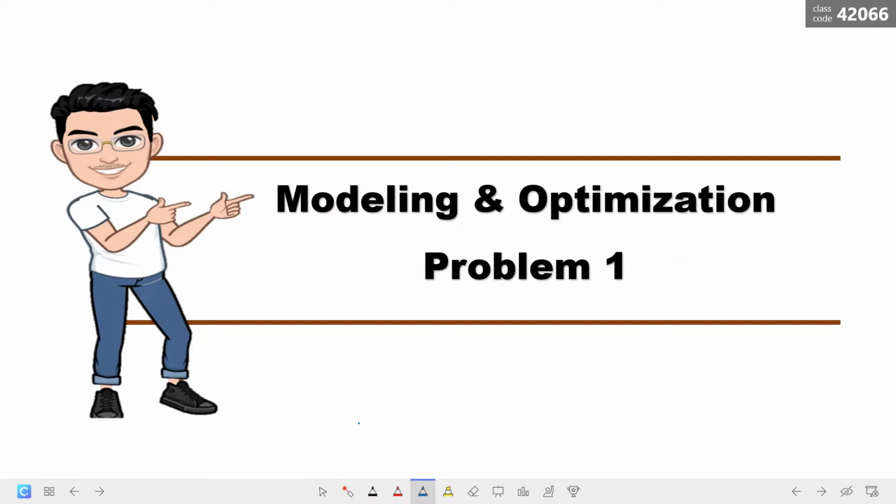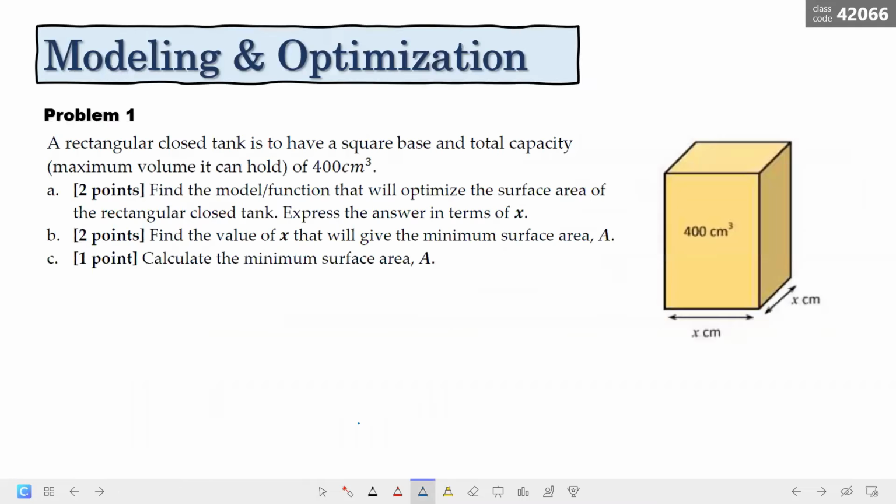Hello everyone. In today's video, we're going to answer a word problem related to modeling and optimization using calculus concepts. So here's the problem. A rectangular closed tank is to have a square base and total capacity of 400 cubic centimeters. Let's answer the following questions.